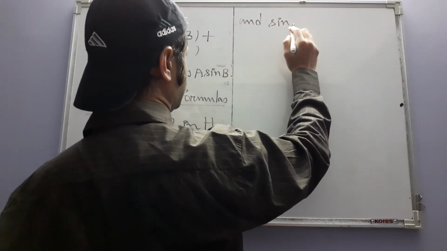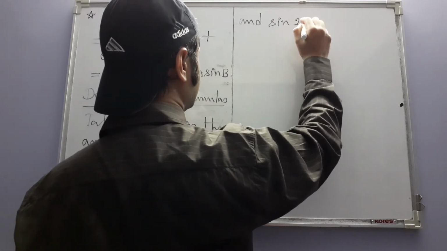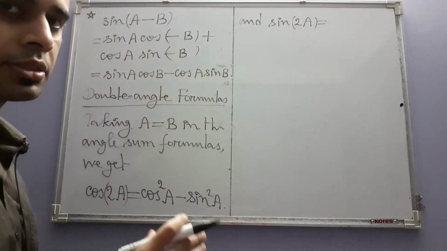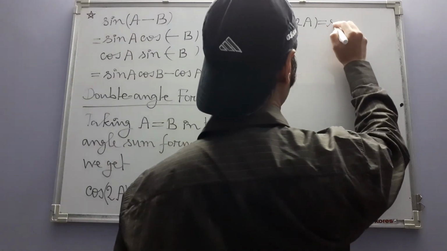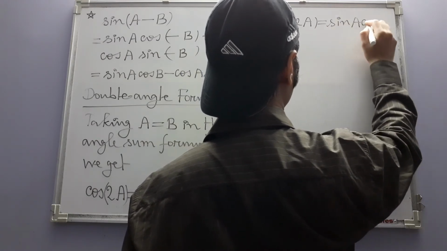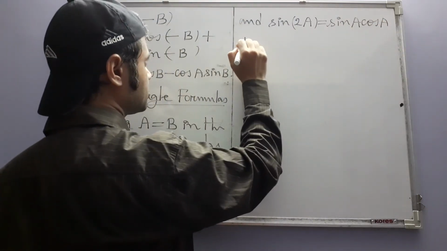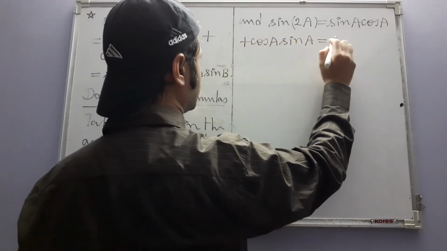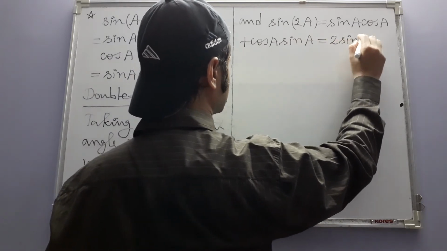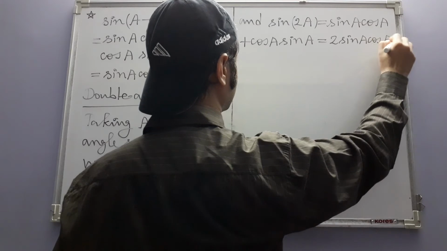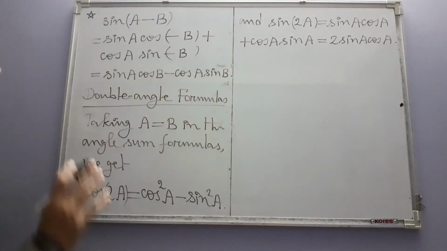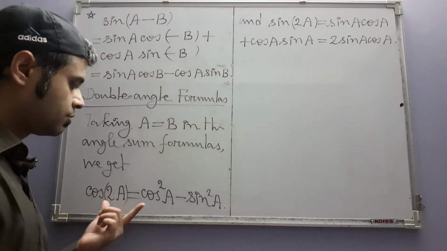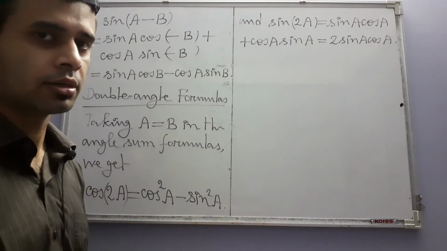Sine of a plus b, that means sine of a plus a is sine 2a, that is equal to sine a cos b plus cos a sine b. In our special case, that becomes sine a cos a plus cos a sine a, that means 2 sine a cos a. So this is the sine 2a formula. Sine of 2a is 2 sine a cos a, and cos of 2a is cos square a minus sine square a.